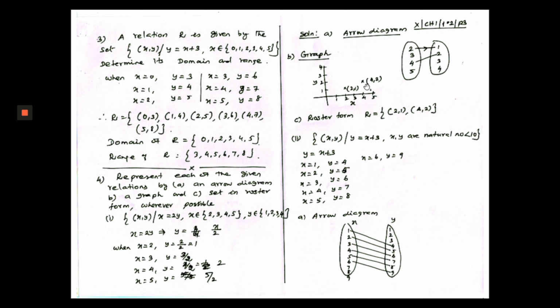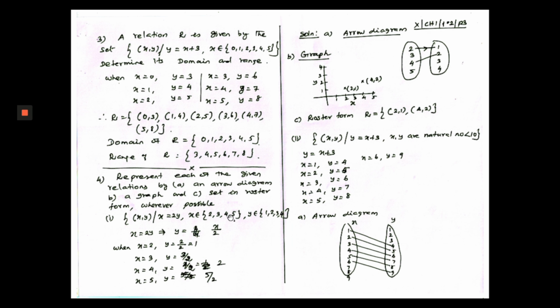So for the arrow diagram, the elements of x are 2, 3, 4, 5 and the elements of y are 1, 2, 3, 4. But here only two elements have an image, that is x equal to 2 and x equal to 4. When x is equal to 2, then y is equal to 1, so 2 goes to 1. When x is equal to 4, then y is equal to 2, so 4 goes to 2. So the arrow diagram is over. Next, the graph.